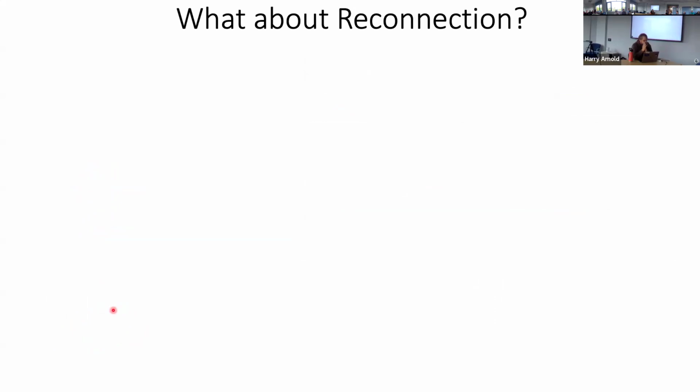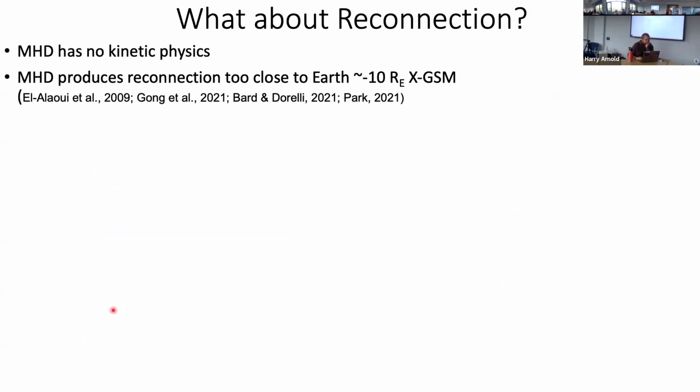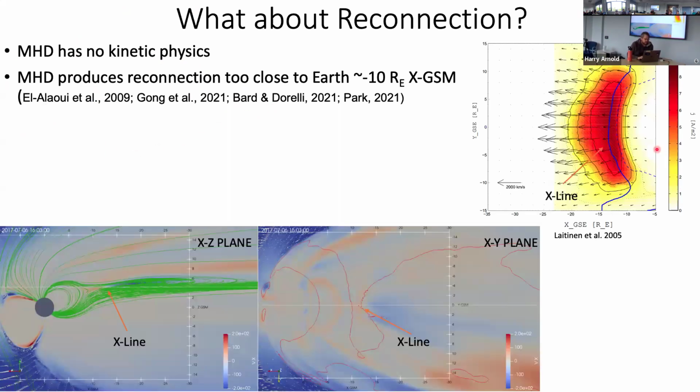But the next thing that we're interested in here is reconnection with this current sheet. You know, we want to know, how do we get this current sheet to be unstable? So I just want to talk about a couple things here. You know, MHD, or this isotropic Harris current sheet. Well, MHD has no kinetic physics, and as a result, you often get reconnection in these global MHD models much too close to the Earth, something like 12 RE, you know, less than 15 RE for sure.